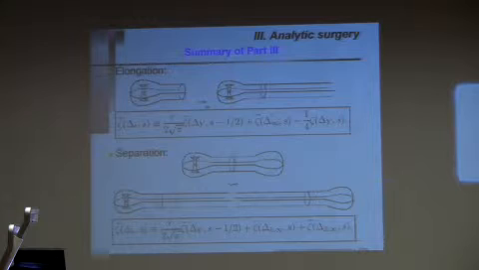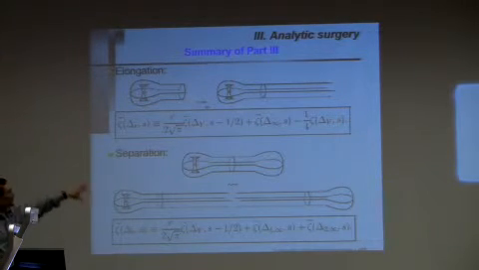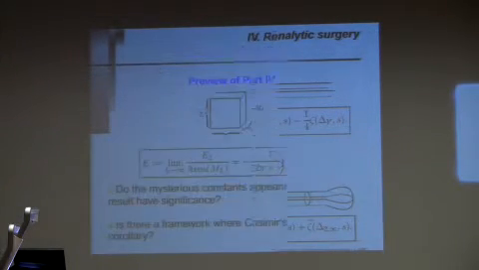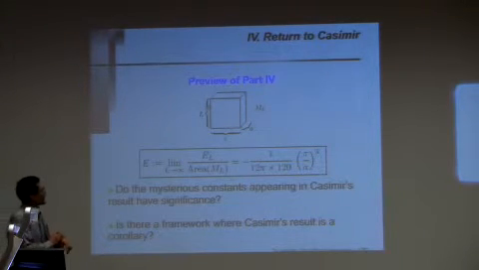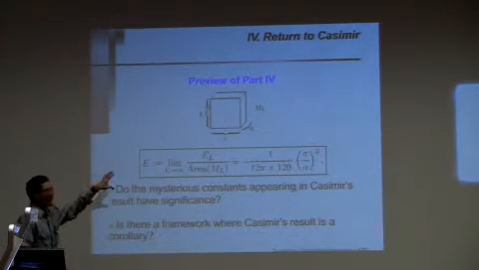Okay, so this is the summary of the simple situation where we have analytic surgery, but only occurring in one dimension. And here we could get some very precise formulas. But of course, we didn't actually analyze the Casimir problem. We sort of cheated and just said, well, let's analyze something simpler. But let's go ahead and go back to the Casimir problem.